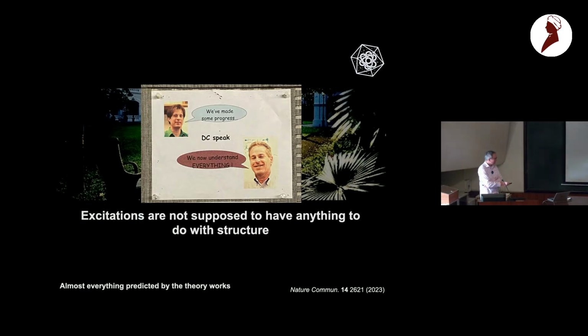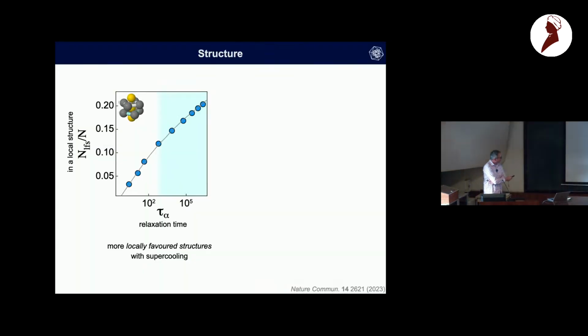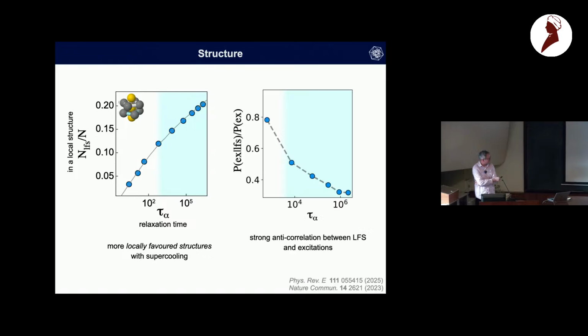All right, so I said I was going to talk about structure. The excitations were built in the dynamic facilitation picture, which we have heard was based on ideal kinetically constrained models, which are ideal gases. So in principle, the excitations should have nothing to do with structure. Well, what can we see? So I've said that it's not a surprise that the population of local structures increases as I drop the temperature and I increase the relaxation time. So what we'd expect if the facilitation picture in its naive sense was correct is that there should be no correlation between these and the excitations, but there is.